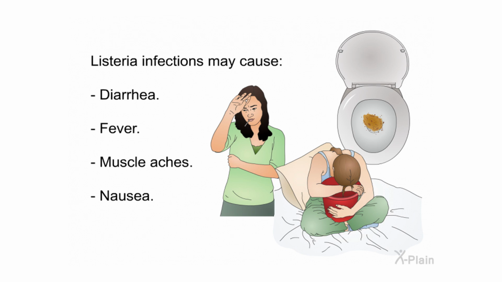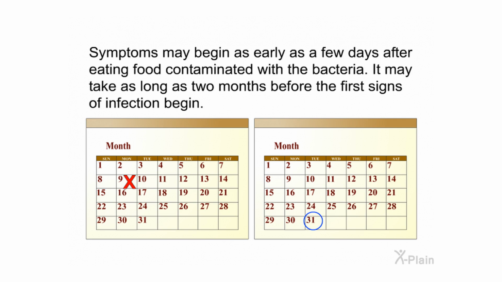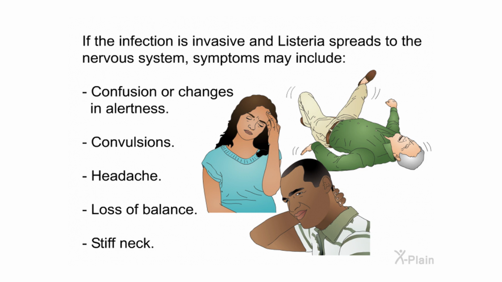Symptoms. Listeria infections may cause diarrhea, fever, muscle aches, and nausea. Symptoms may begin as early as a few days after eating food contaminated with the bacteria. It may take as long as 2 months before the first signs of infection begin. If the infection is invasive and listeria spreads to the nervous system, symptoms may include confusion or changes in alertness, convulsions, headache, loss of balance, and stiff neck.